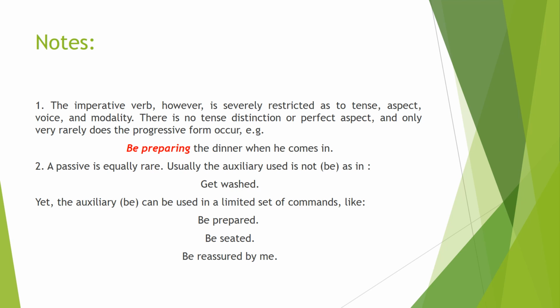There's no perfect aspect. The verb that we are using to make a command has a simple aspect. There's no continuous aspect because it cannot be made in the continuous tenses, no perfect aspect because it cannot be made in perfect tenses, and so on. And only very rarely does the progressive form occur.